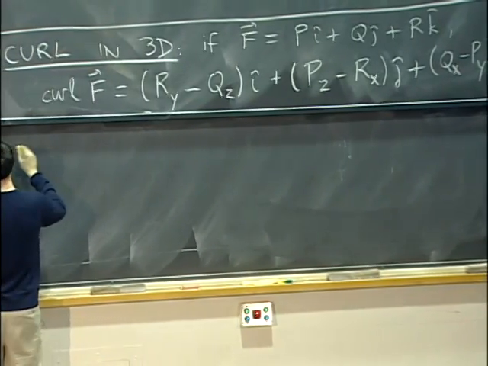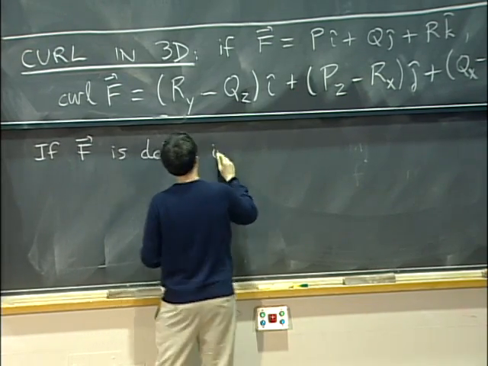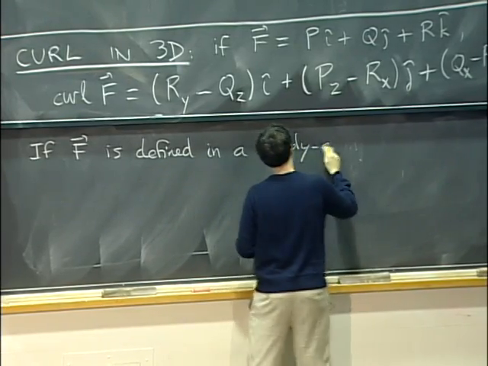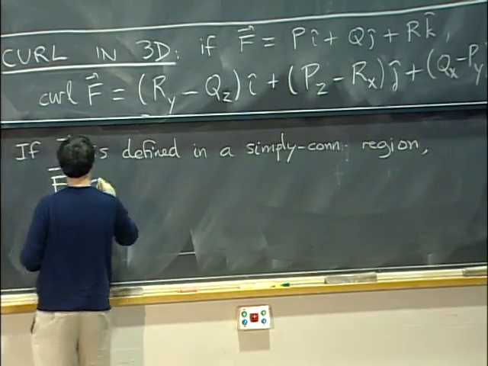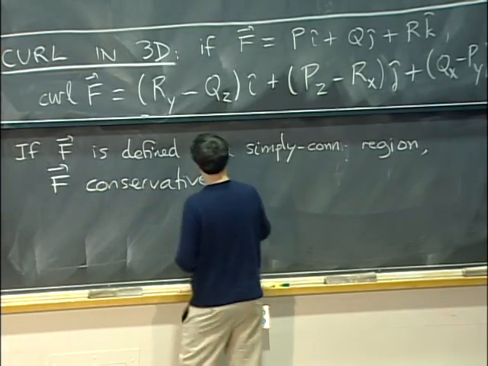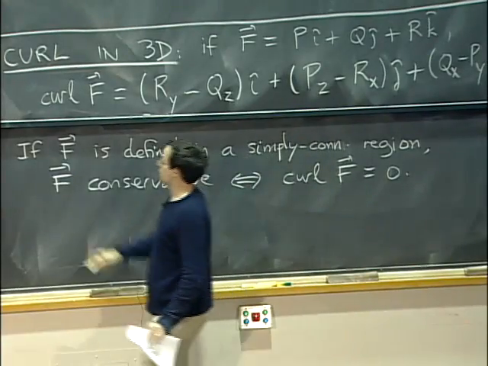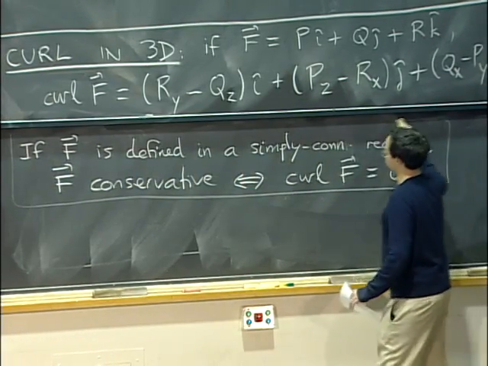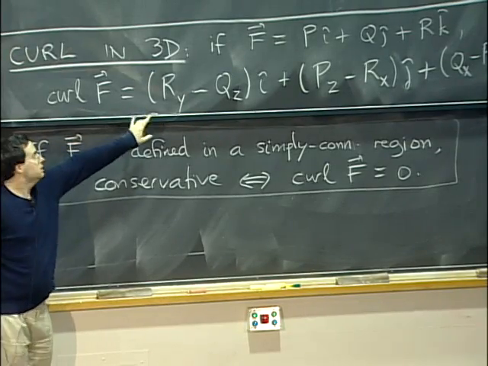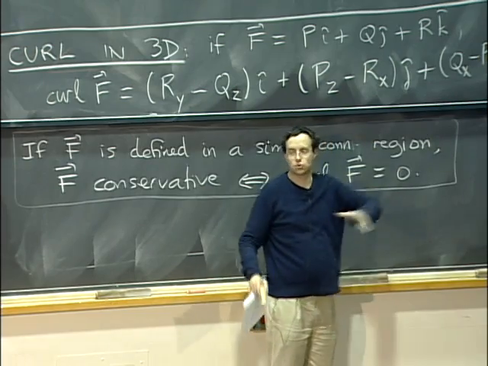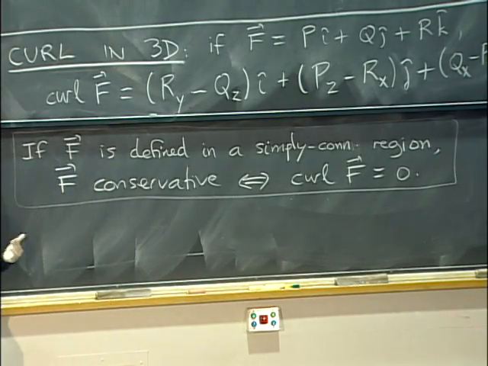So by construction, if F is defined in a simply connected region, then F is conservative if and only if curl F is 0. Okay? Now, an important difference between curl here and curl in the plane is that now the curl of a vector field is again a vector field. See, these expressions are functions of x, y, z, and together you form a vector out of them. So the curl of a vector field in space is actually a vector field, not a scalar function.